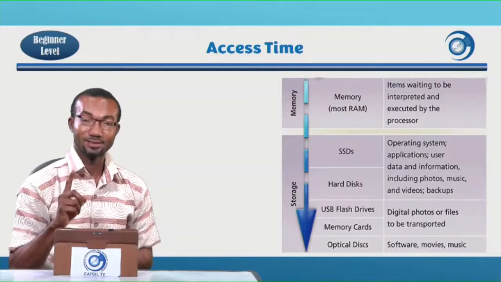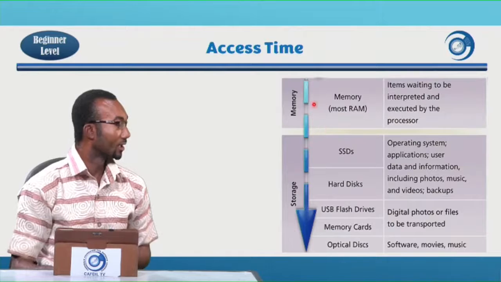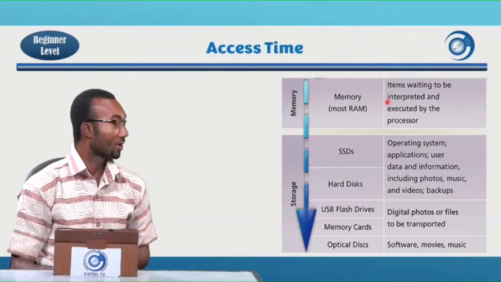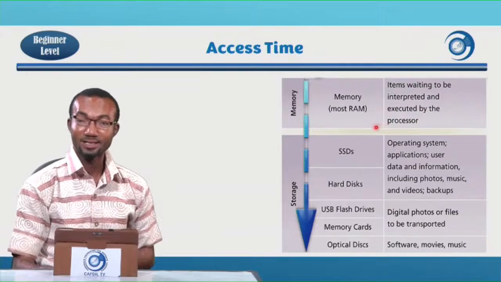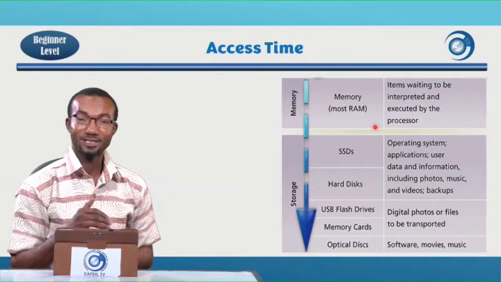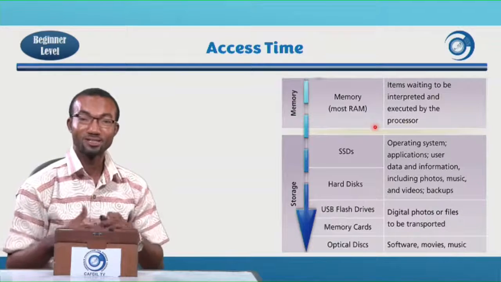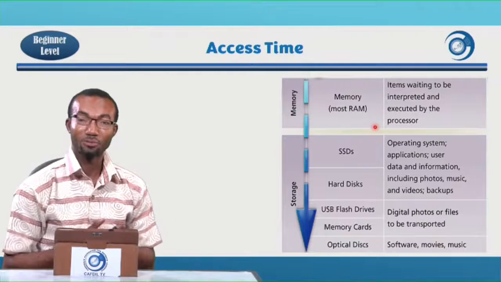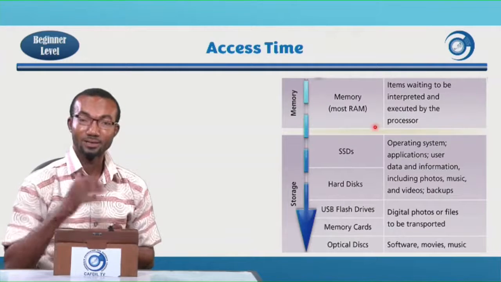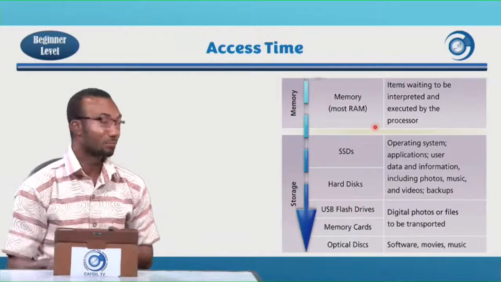This is the fastest. So if you look at what we have here, RAM is the fastest memory in terms of locating information. And what do we have on the RAM? Items waiting to be interpreted and executed by the processor. As I said, the processor works at a very fast speed. If I ask somebody what is 5,000 times, let's say, 458, it will take some time before you can process and even bring out the answer. But take a calculator or a computer and type this and then press equals. The next second we have the answer. That is how fast the processor works.